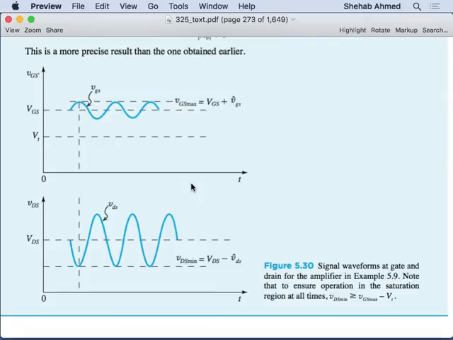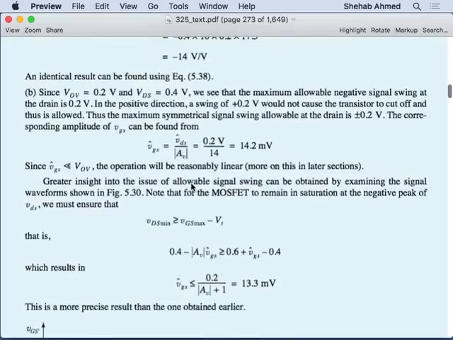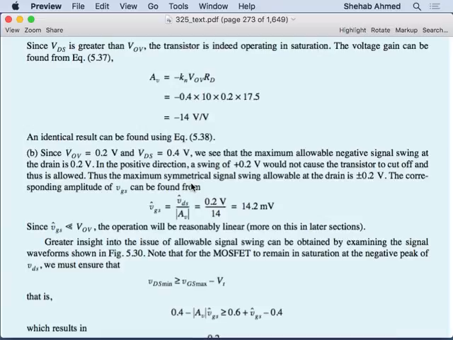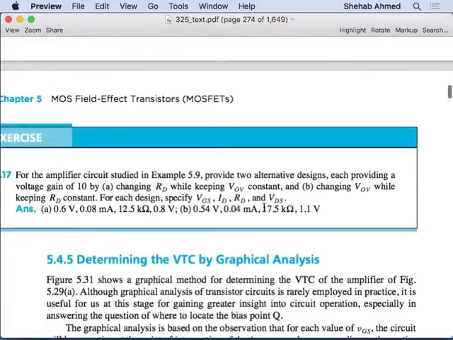Okay, so that's it. Yes, ma'am. Why did you divide by the gain? Because you have your input multiplied by the gain is the output. So if you have your output divided by the gain, it's your input, right? Okay.